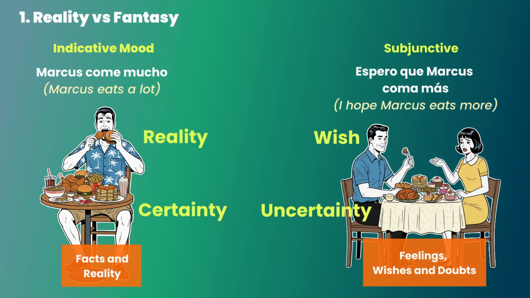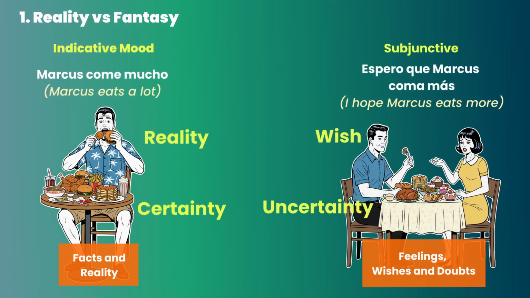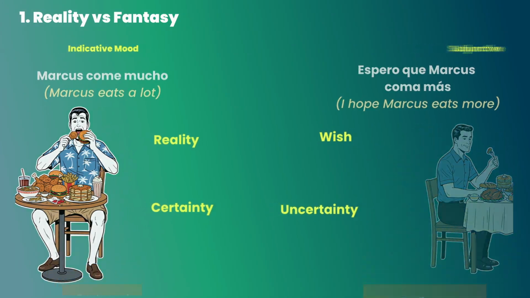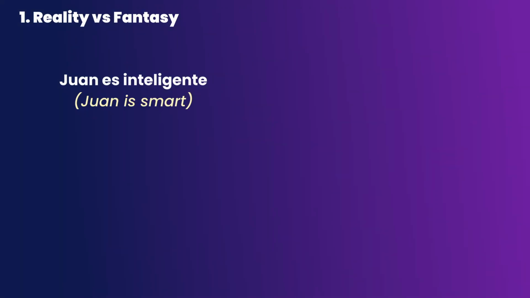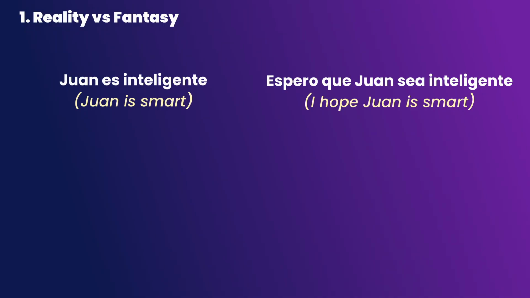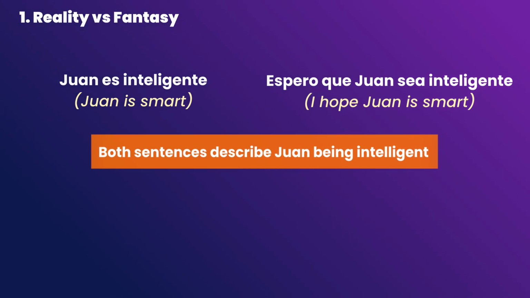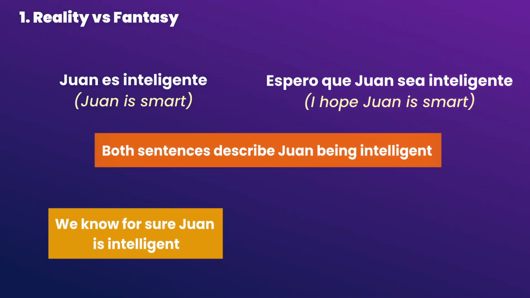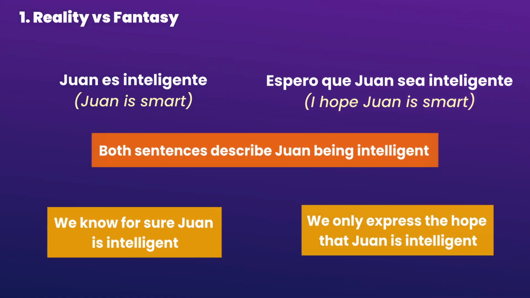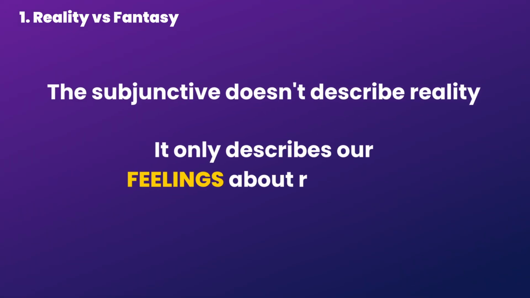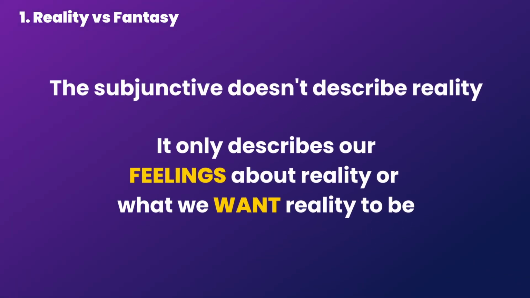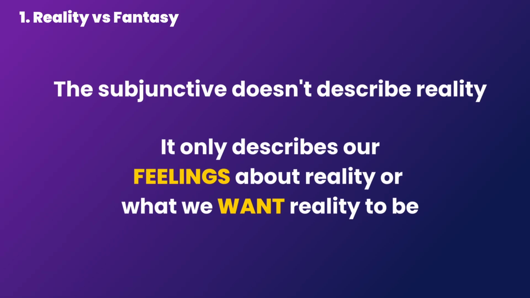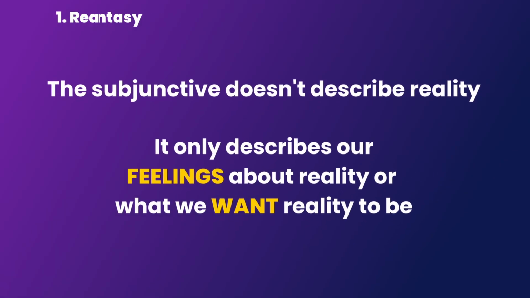Let's look at another set of examples just to make sure we have a better idea what's reality and what's a wish. Juan es inteligente, and espera que Juan sea inteligente. See the difference? Both sentences describe Juan being intelligent, but in the first sentence we know for sure, at least until we're proven wrong. And in the second sentence we only express the hope that Juan is intelligent, we don't know for sure. The subjunctive doesn't describe reality, it only describes our feelings towards reality or what we want reality to be. Think of it as our subjective reality, if that helps.